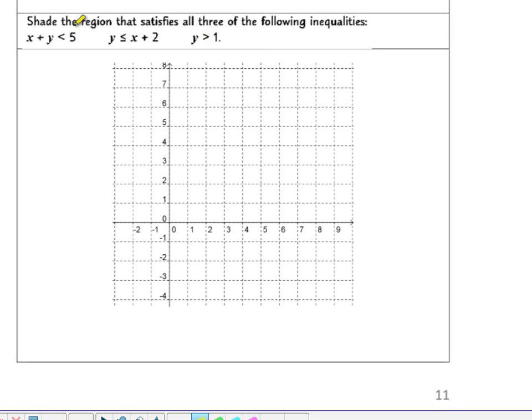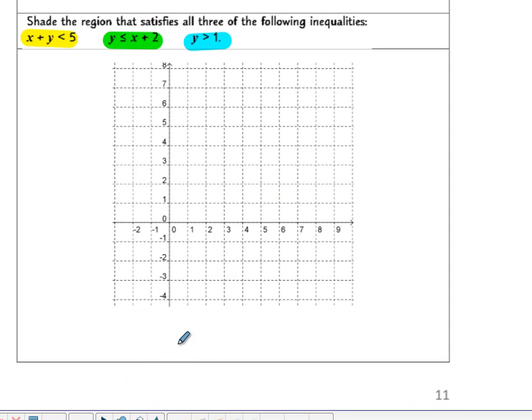So this question wants you to shade a region that satisfies all three of the following inequalities. That's the first one, and that's the second, and that is the third. Well, the third is the easiest to do, so let's start with that.